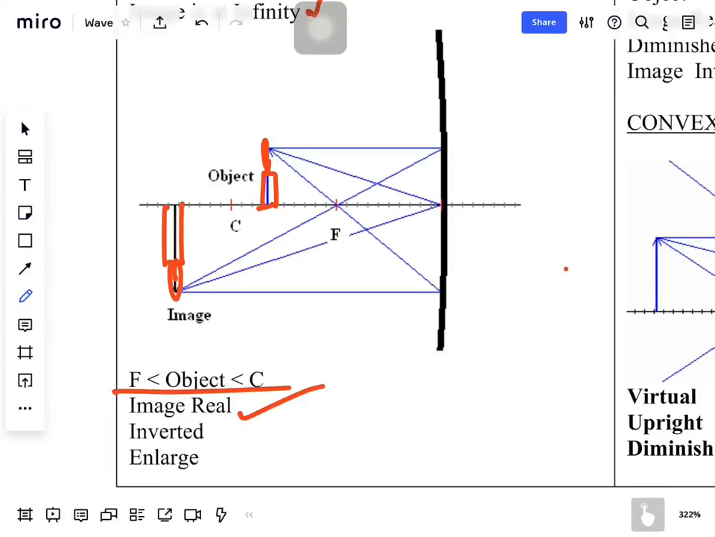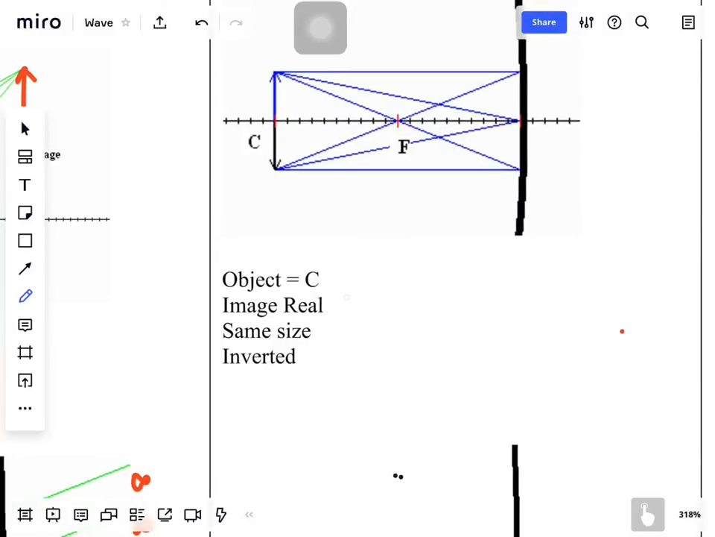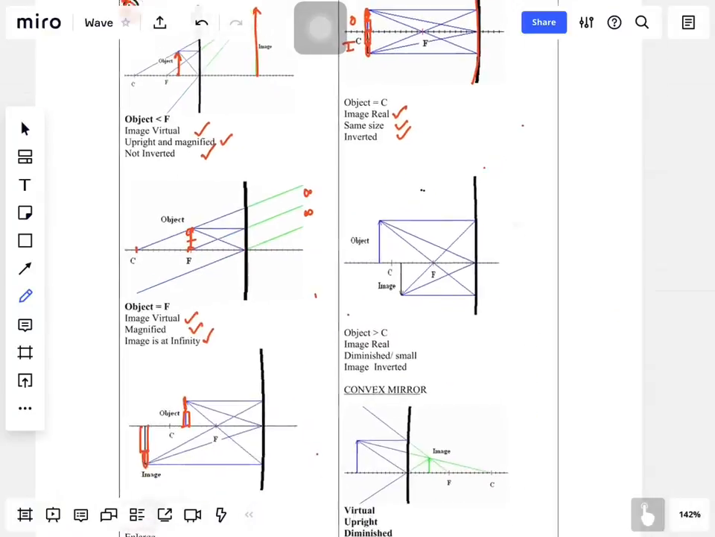Then the next one would be if you place the object at C, that means two times the length of the focal point. What happens is the image is formed at C as well. It's the same size, but the image is inverted. So let's say you have a candle over here, and this is the mirror. You can see that another candle will be formed over here, which is the same size as the object. So the object and the image are the same size. Real image, same size, and inverted.